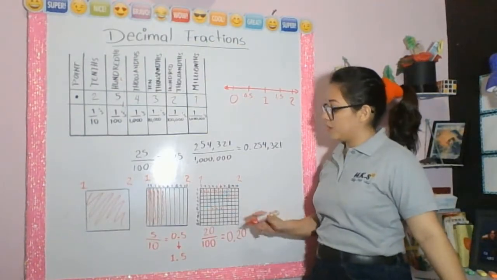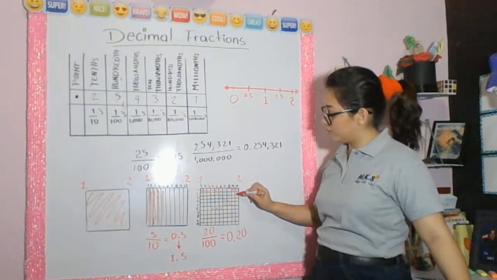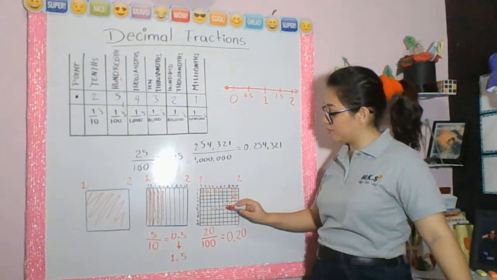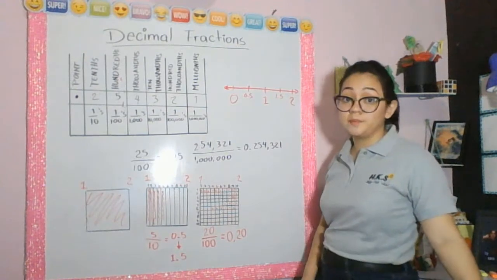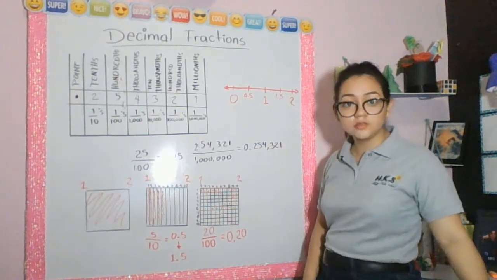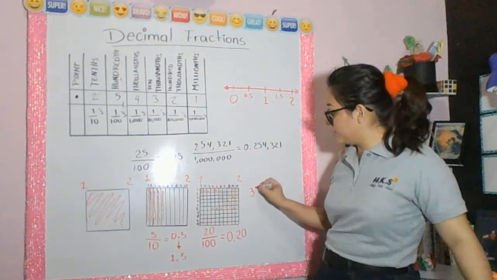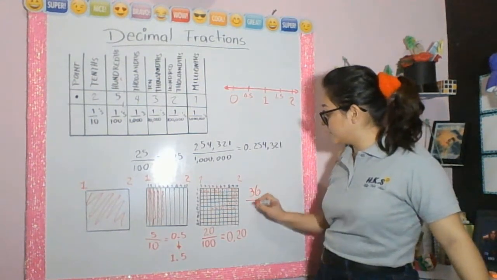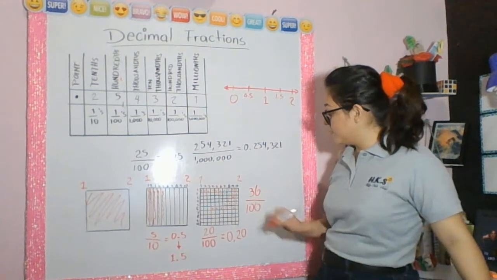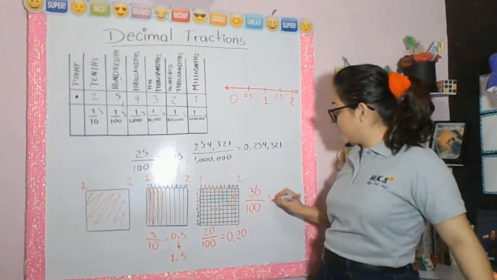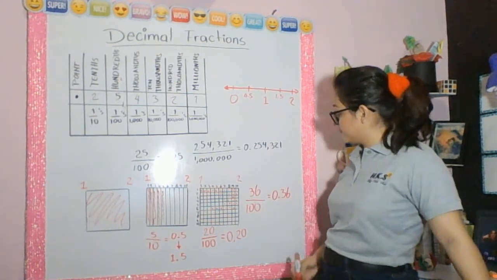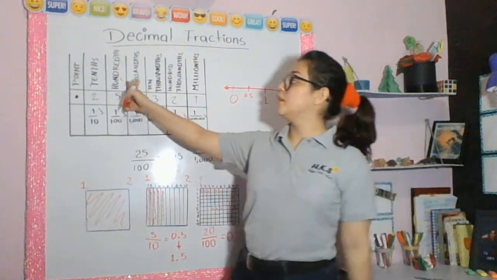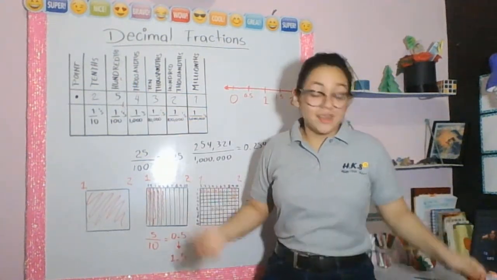What if we painted 21, 22, 23, 24, 25, 26, 27, 28, 29, 30, 31, 32, 33, 34, 35, 36 squares? We painted 36 squares. Pintamos 36 cuadritos del 100. That means that we are going to have a division of 36 divided by 100. And that's going to be equal to 0 and 36 hundredths.